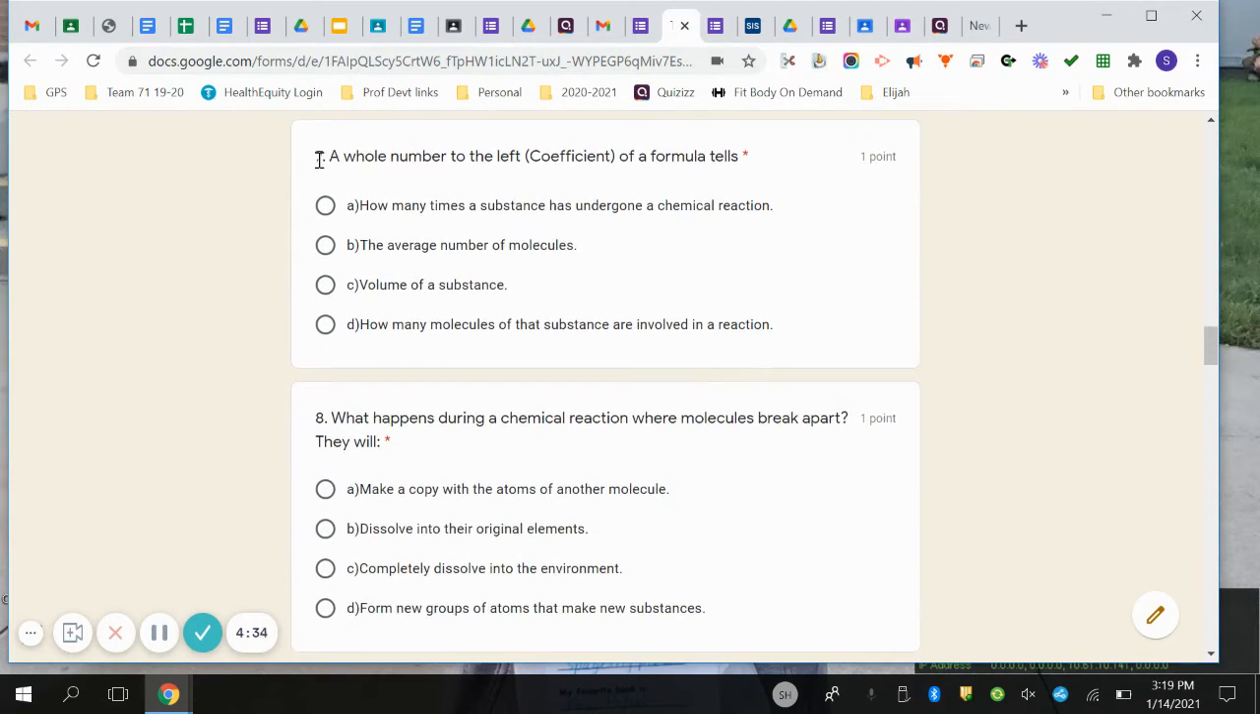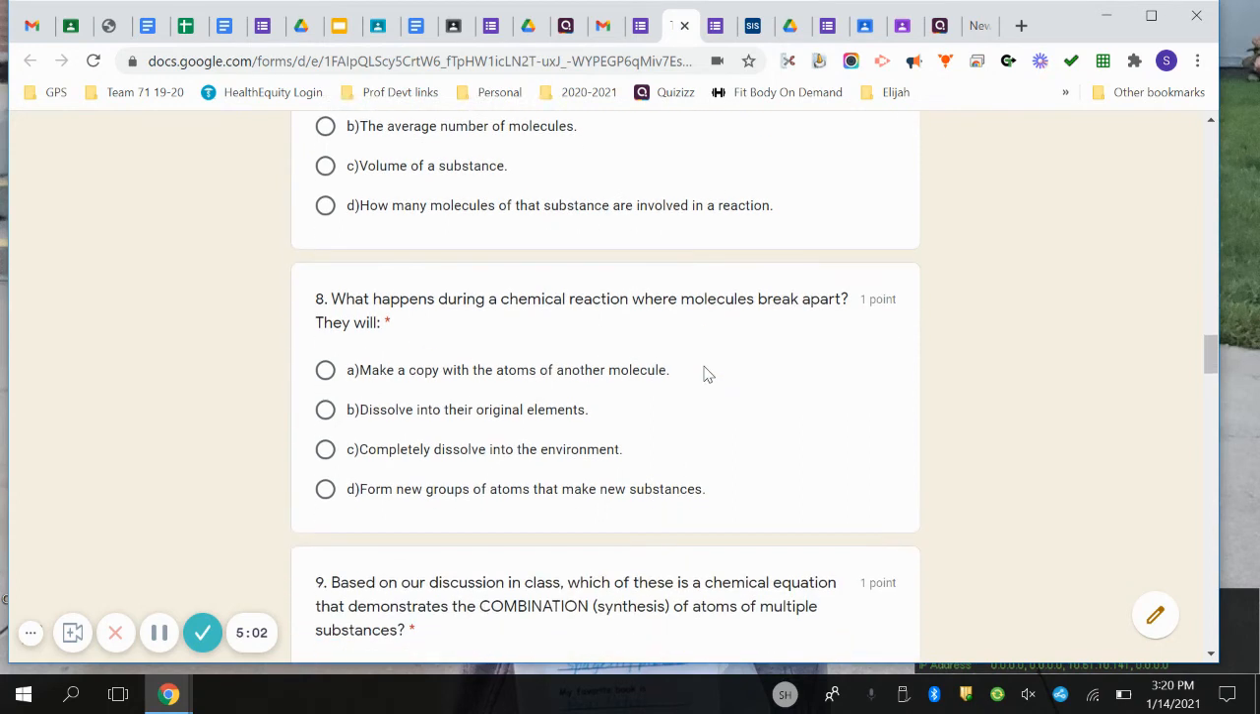Number 7, a whole number to the left, which is your coefficient, just like in math, of a formula tells me what? A, how many times a substance has undergone a chemical reaction? No. B, the average number of molecules. C, volume of a substance. Well, we're not even talking about volume, we're talking about mass. Or D, how many molecules of that substance are involved in a reaction?